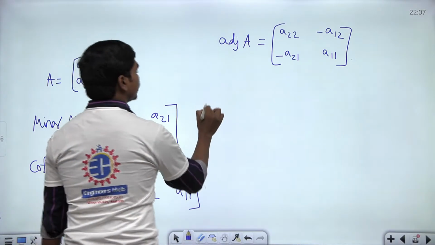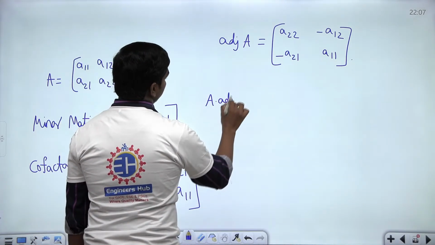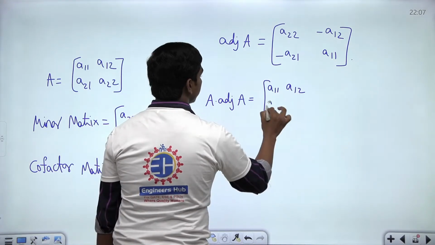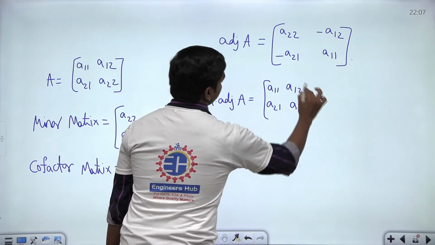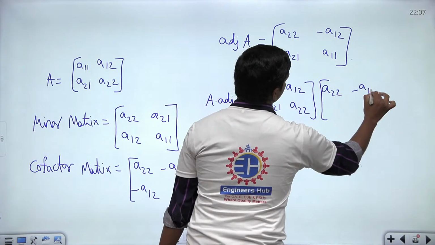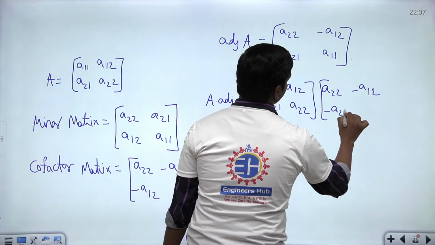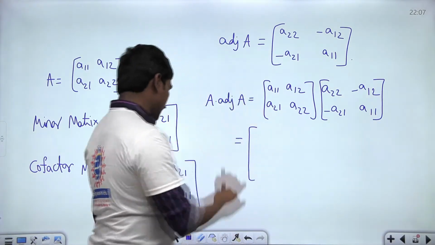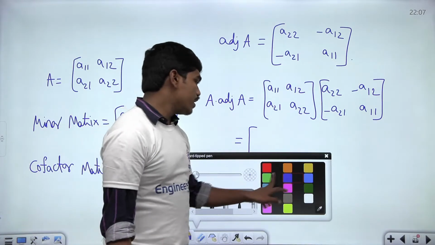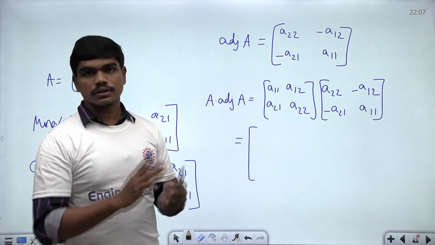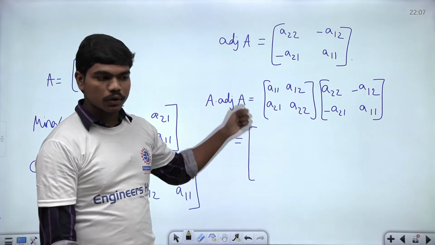So if you multiply this A times adjoint A, here we are getting something like A11, A12, A21, A22, and of course this adjoint matrix A22 minus A12, minus A21 A11. This is what you have. So if you multiply these two matrices, look carefully now. This process is common for both 3 by 3 and 2 by 2, correct? But I have thought of showing you some result for 3 by 3 matrix, so I have given you that.